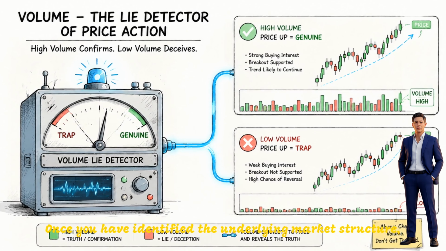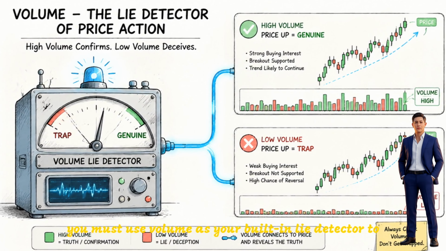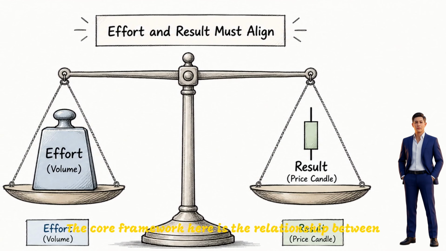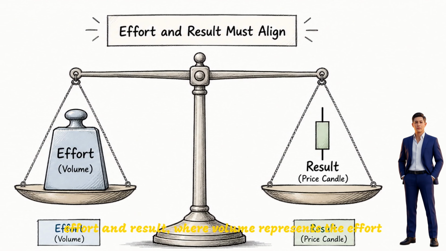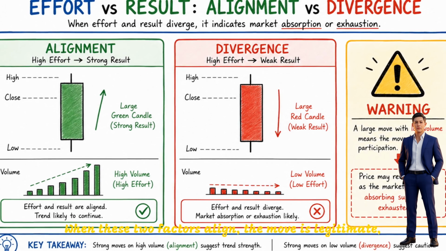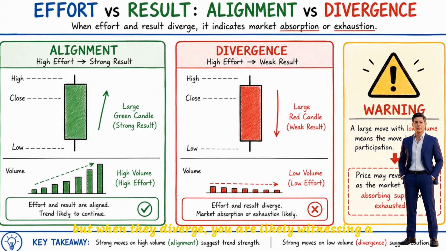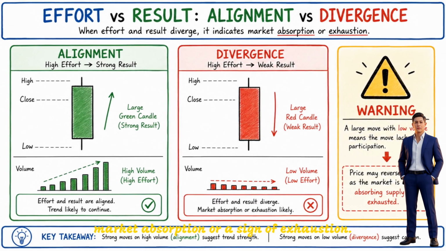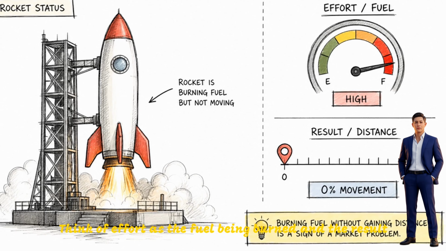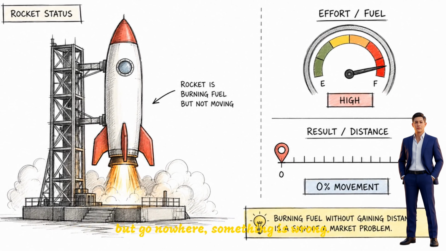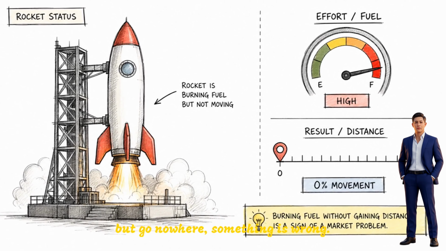Once you have identified the underlying market structure, you must use volume as your built-in lie detector to confirm if price movements are genuine. The core framework here is the relationship between effort and result, where volume represents the effort and the price candle represents the final result. When these two factors align, the move is legitimate. But when they diverge, you are likely witnessing a market absorption or a sign of exhaustion. Think of effort as the fuel being burned, and the result as the distance the rocket travels. If you burn fuel but go nowhere, something is wrong.